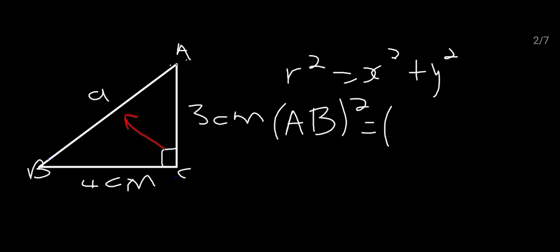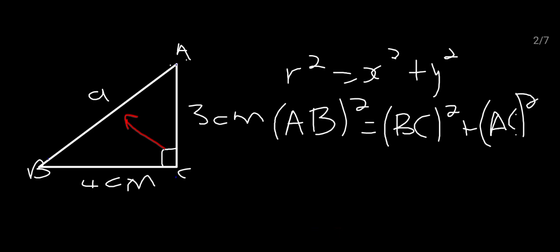But I like that when I do x, I substitute the horizontal side, and then for y I use the vertical side. But either way, we'll get the same answer, guys. So now I'm going to substitute BC here, and then don't forget to square it. Then plus, for y I substitute AC, then don't forget the squared. Then now substitute the values.